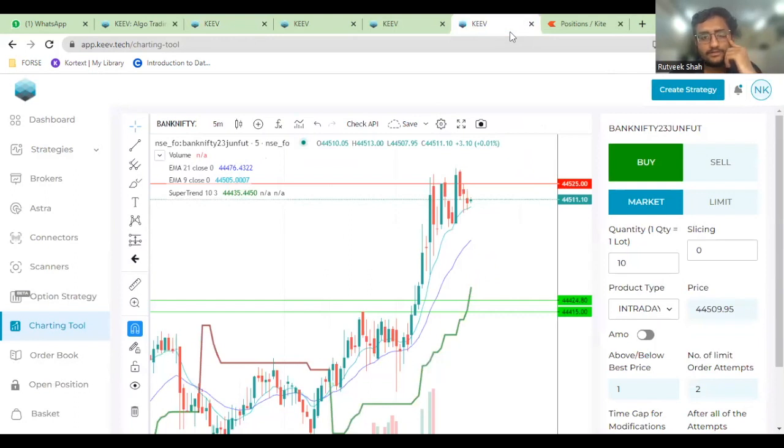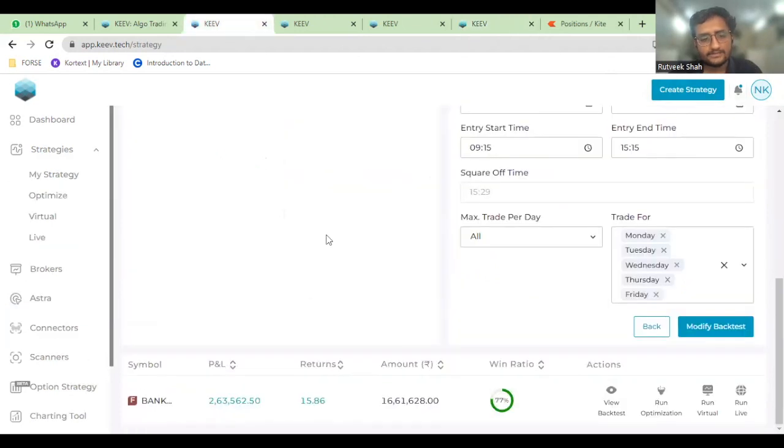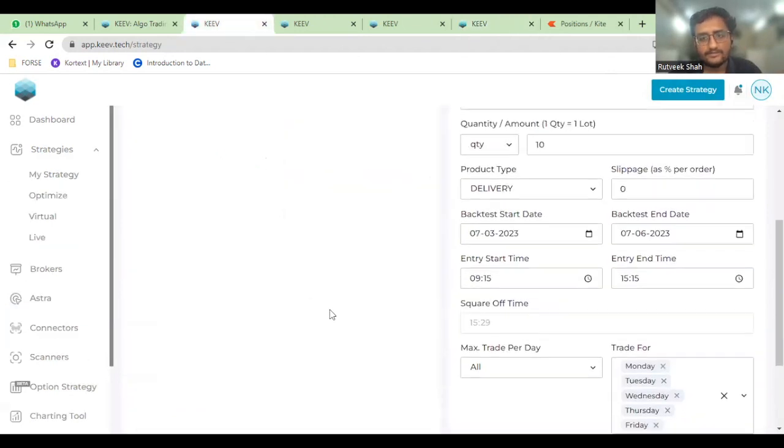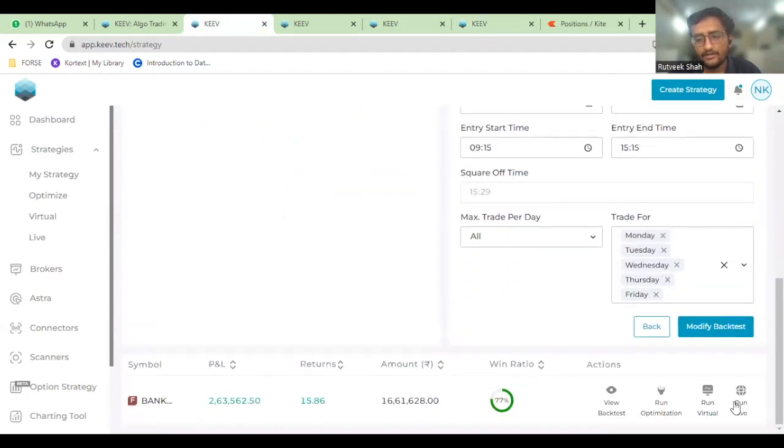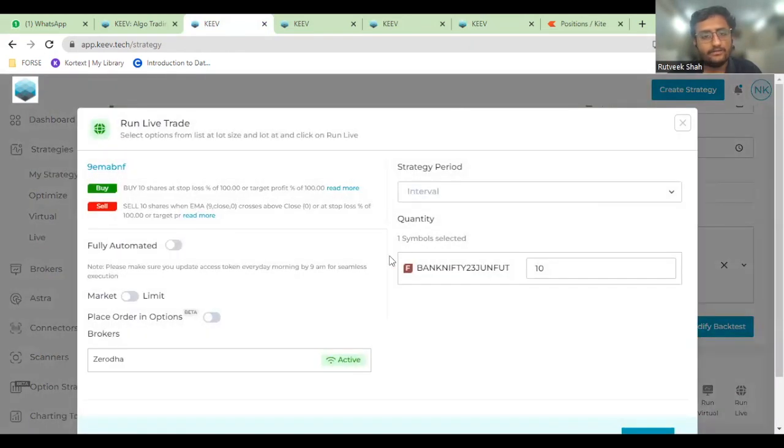Then we'll check whether the chart is following our earlier set principles, earlier set rules. You see that 44,500 is still being protected here. From the backtest result also, we are seeing that at least for the past 3 months, the strategy has performed well. So we'll quickly run live.